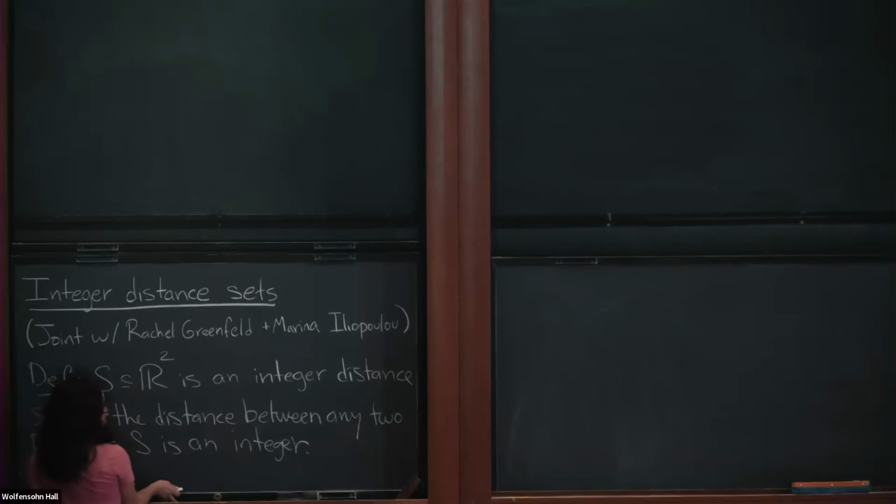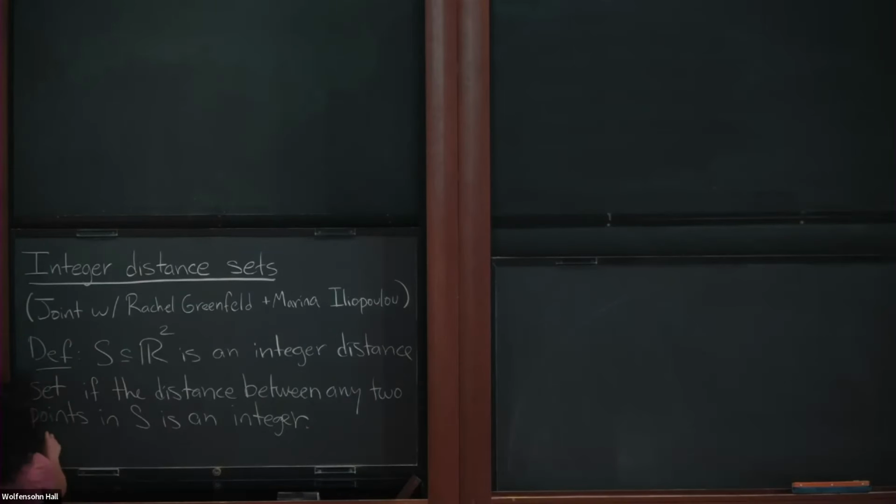An obvious example of one of these sets is you can take all the integer points on the x-axis. More generally, you can take any line, take a sequence of points spaced one apart on that line, or any subset of such sets. You get an integer distance set. But it's much harder to come up with examples that aren't collinear.